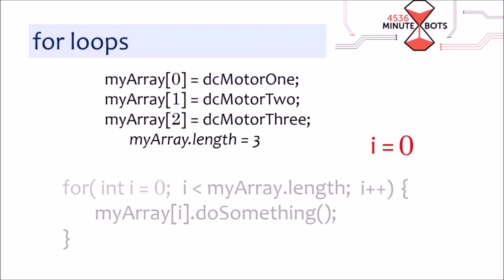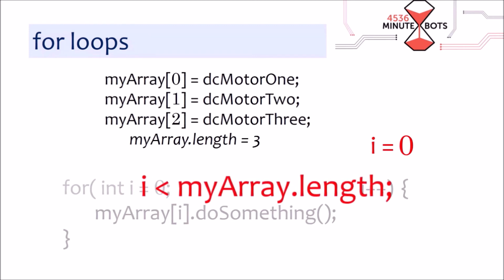We've created the variable i, and now we put in the second portion after the semicolon, and that is i is less than myArray.length. This is a Boolean. It's either true or it's false. If it's true, it's going to run within the squiggly lines, and if it's false, it's going to exit the loop. In this case, 0 is less than 3. i is less than myArray.length.